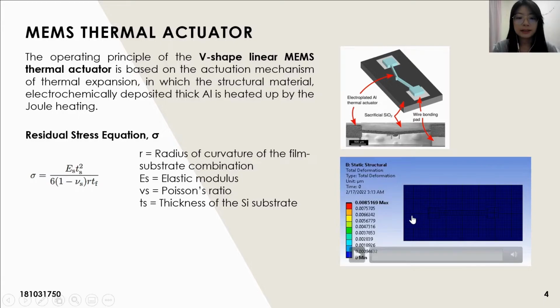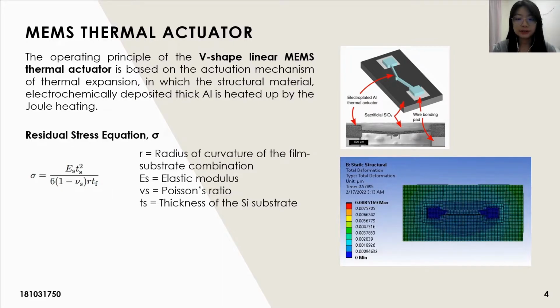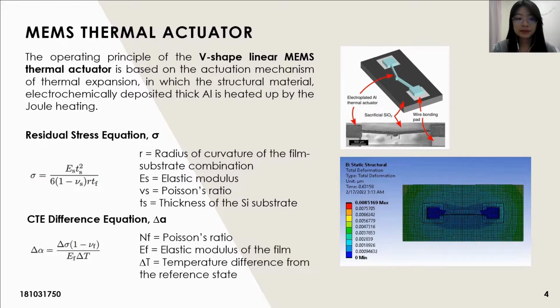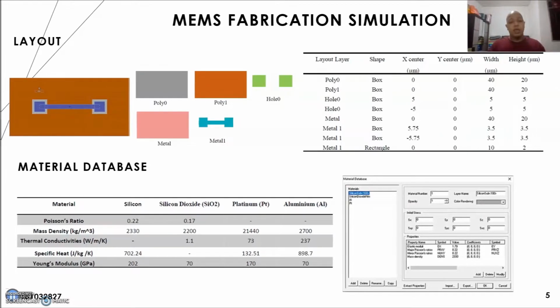Next, I will explain the equations used in this research paper. The first equation is the residual stress equation. This equation helps to calculate the internal residual stress that causes the film-substrate combination to be bent at a certain magnitude. For the CTE difference equation, the CTE difference is calculated as it relates to the internal stress differential caused by the CTE mismatch.